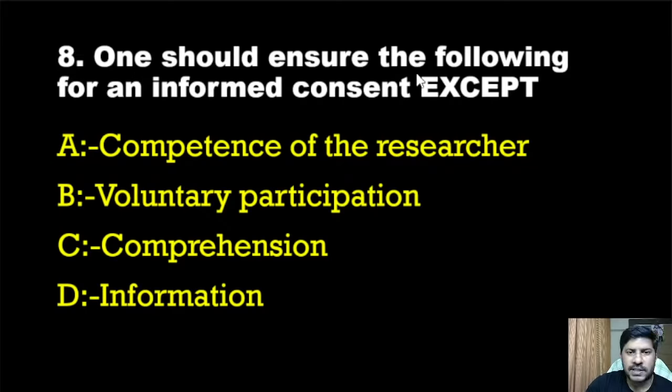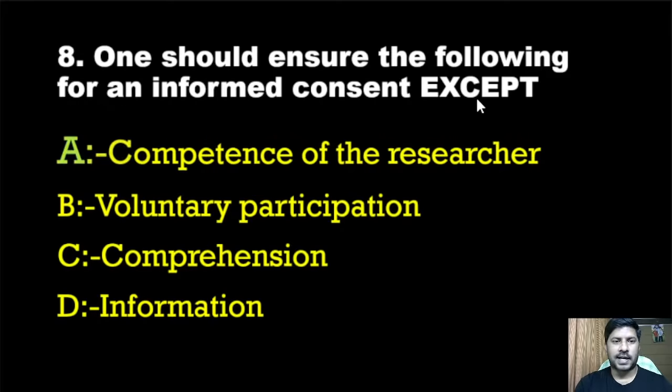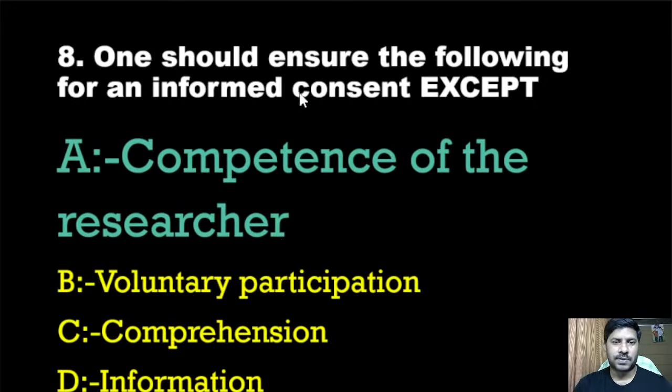Eighth question. One should ensure the following for an informed consent except: competence of the researcher, voluntary participation, comprehension, information. This question is from the nursing research topic. Correct answer here, competence of the researcher. One should ensure the following for informed consent except competence of the researcher.